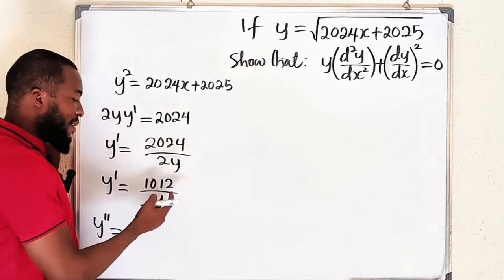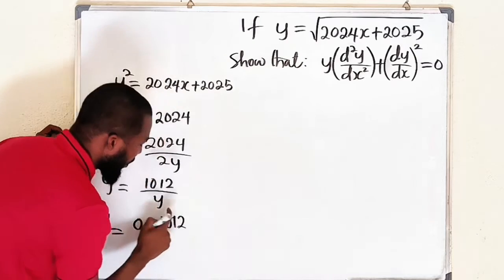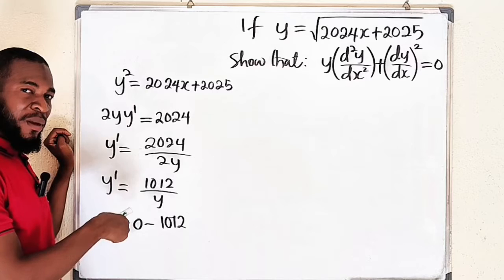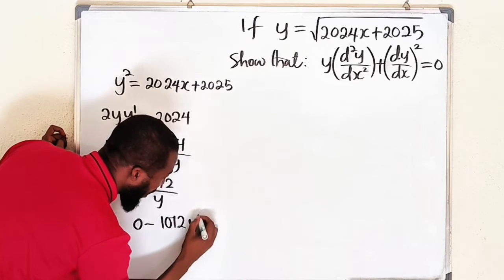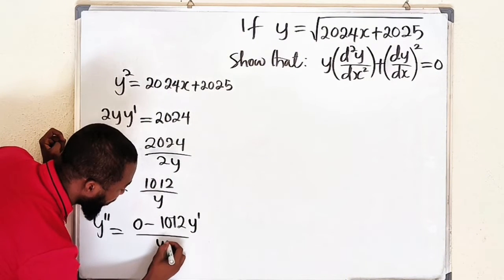top times the derivative of the bottom. Top is 1012. Derivative of the bottom is what? 1. But since it is a dependent variable, you have to multiply by dy over dx, or simply y prime. Divide by bottom squared, which is y squared.